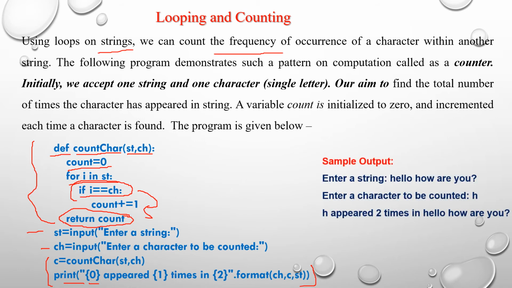So here let's consider one sample example. Enter a string. The entered string is hello, how are you? Again, the interpreter asks to enter a character to be counted. So here the user input is h. So h appeared 2 times in hello, how are you? Just count here: this is the first time and this is the second time. So this is the user input. So here h appears 2 times. Let's execute this in the interpreter.